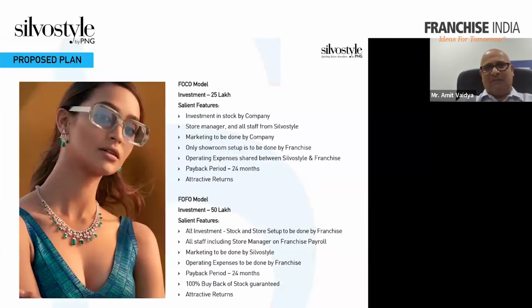We have basically two models at the moment: a FOCO model and a FOFO model. The FOCO model will take an investment of around 25 lakhs from the franchisee's end, where the most important feature is that the investment in stock is done by the company. This is the most important thing.